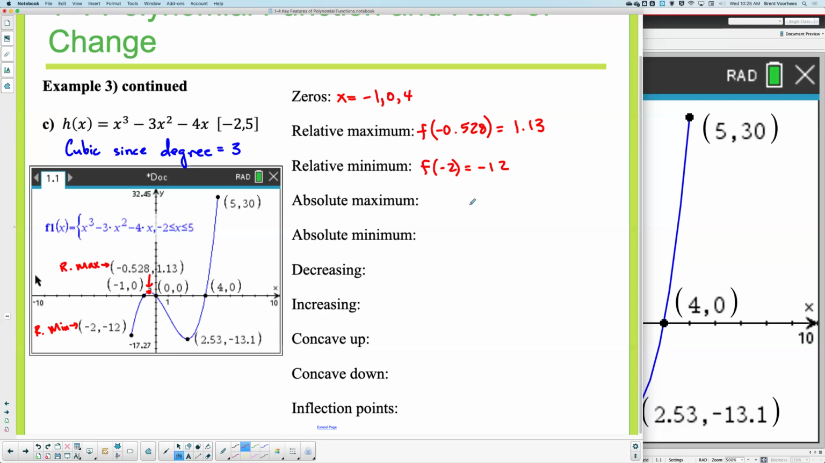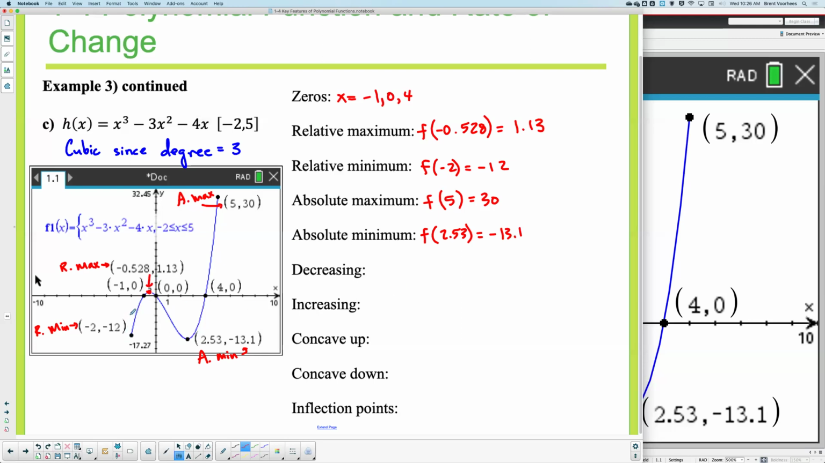All right. How about absolute maximums? Do we have any absolute maximums? Where's the absolute max? Very good. That's it. That means this is the absolute max. Do we have an absolute minimum? Yeah, this is it right here. This is the absolute minimum. That's the lowest point. So we'd say f of 2.53 equals -13.1.